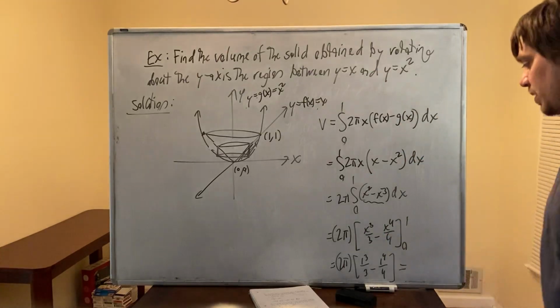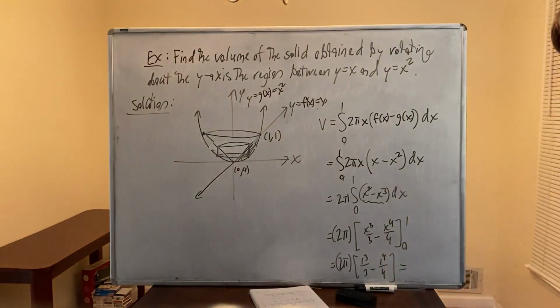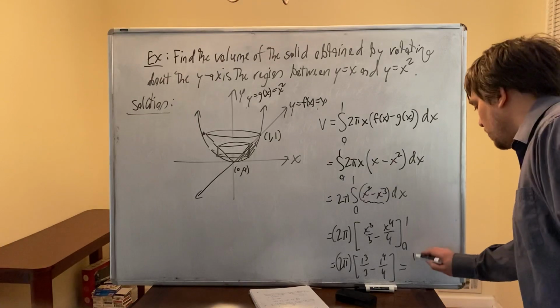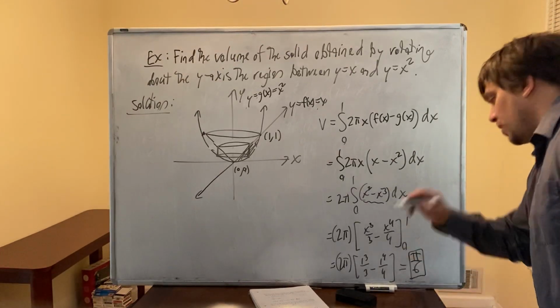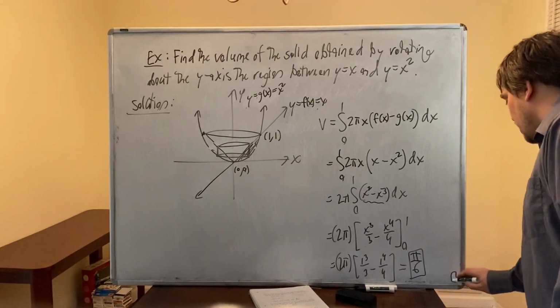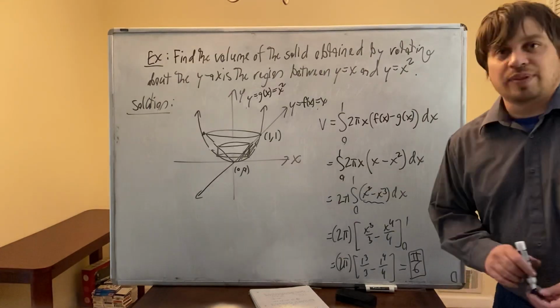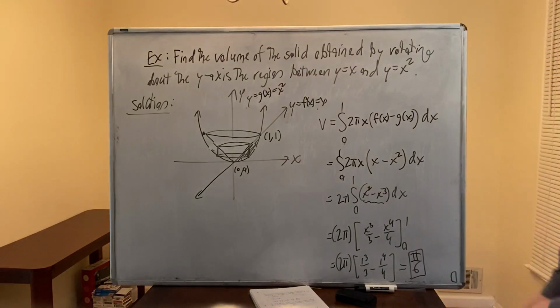So I can write that. So this is 1/3 minus 1/4, which is 4/12 minus 3/12, which is 1/12. 2 pi times 1/12 is pi over 6. So you calculate that, you get pi over 6, and that is the volume. Okay, so you rotate that region about the y-axis, and you use cylindrical shells, and you get the answer is pi over 6.